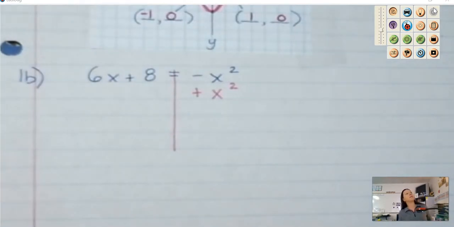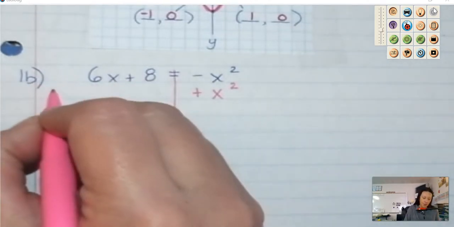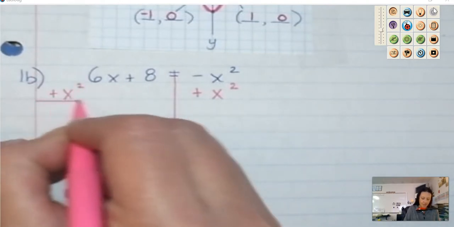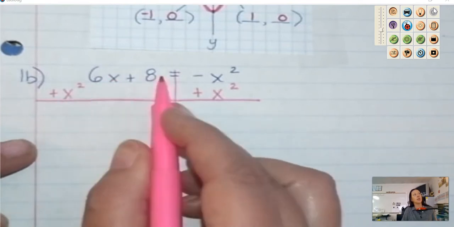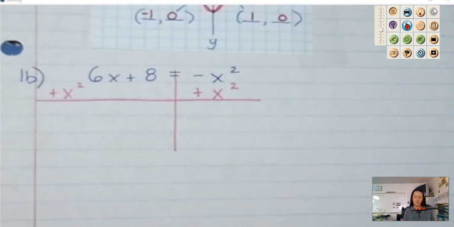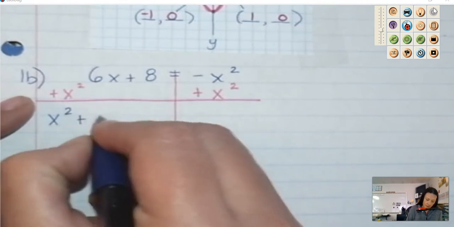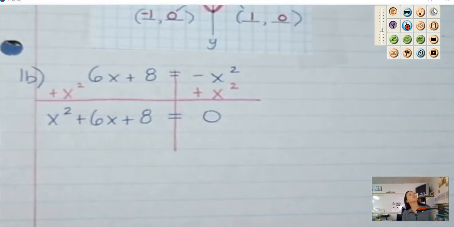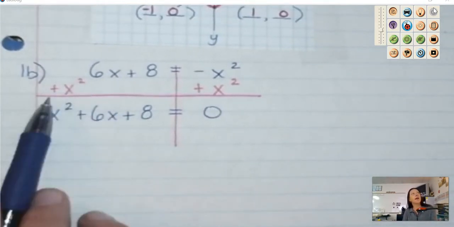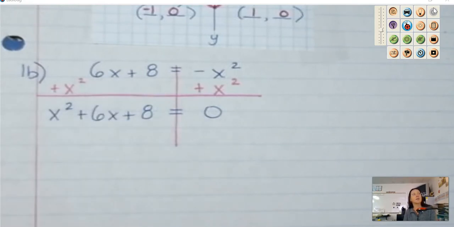If I add it to one side, I have to add it to the other side. I usually try to write it underneath the like term. There are no x squareds over here, so I'm going to put it over to the side. It doesn't matter how you do it, as long as you recognize that it's not going to be a like term with the x or with the constant. Okay, so I have x squared plus 6x plus 8 equals 0. So x squared is not a like term. They have to have the same exponent on it. So x squareds do not go with x's.